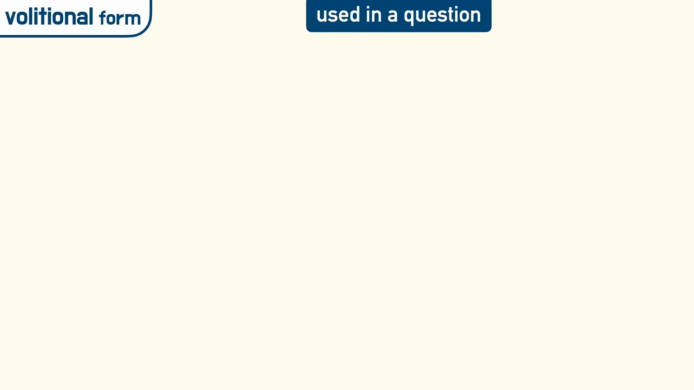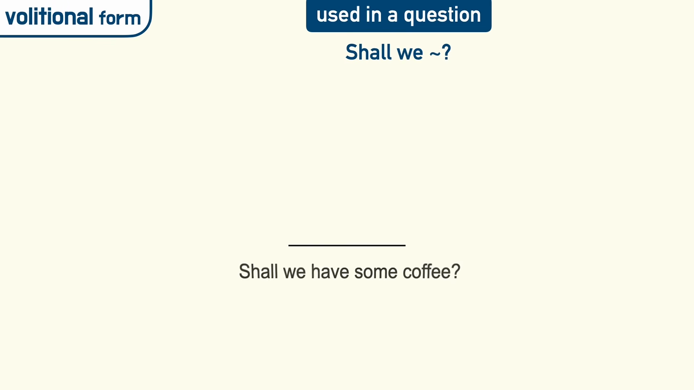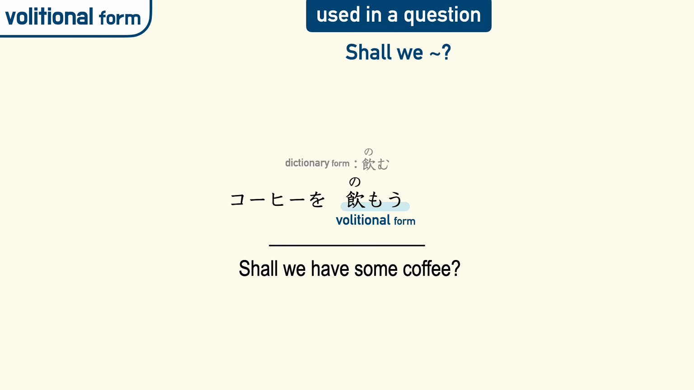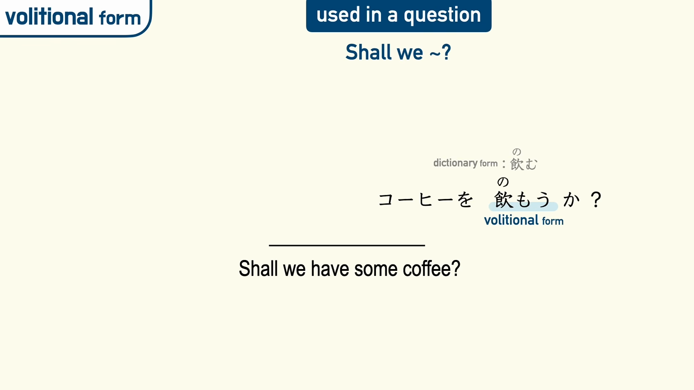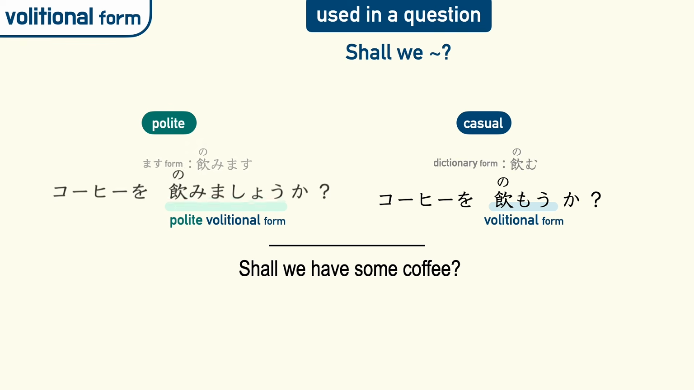When it's used in a question. When the volitional form is used in a question, it means, shall we? Shall we have some coffee? コーヒーを飲もうか? If you want to say this more politely, use the polite volitional form and say, コーヒーを飲みましょうか?